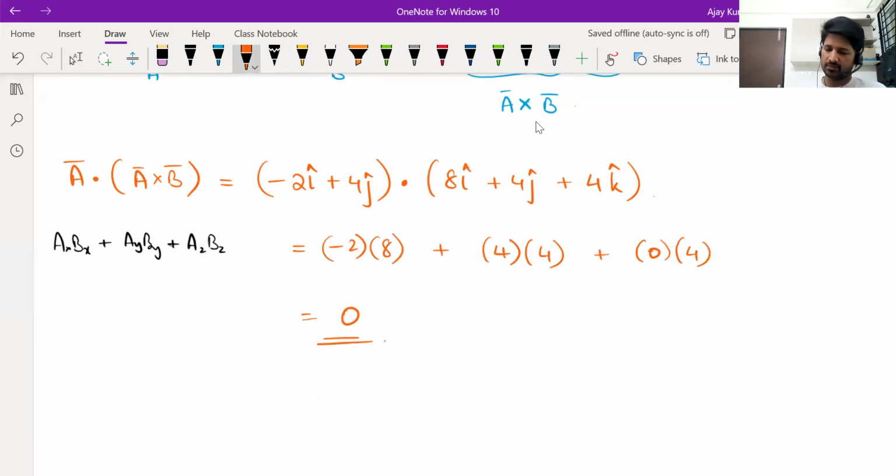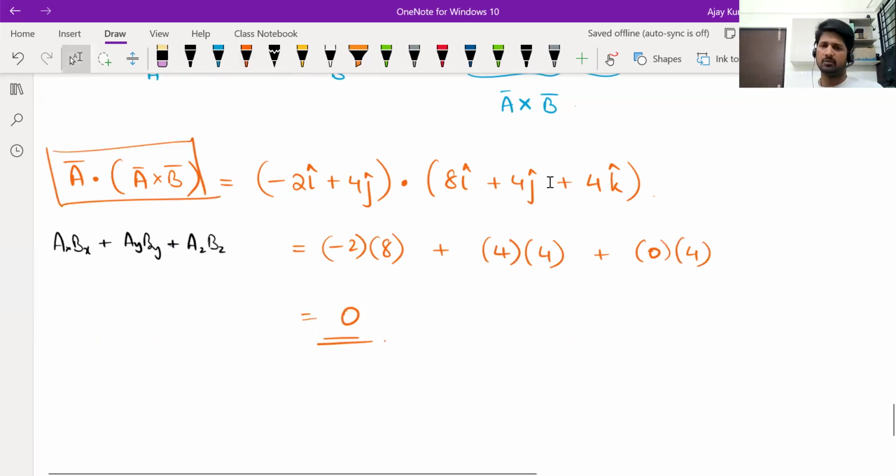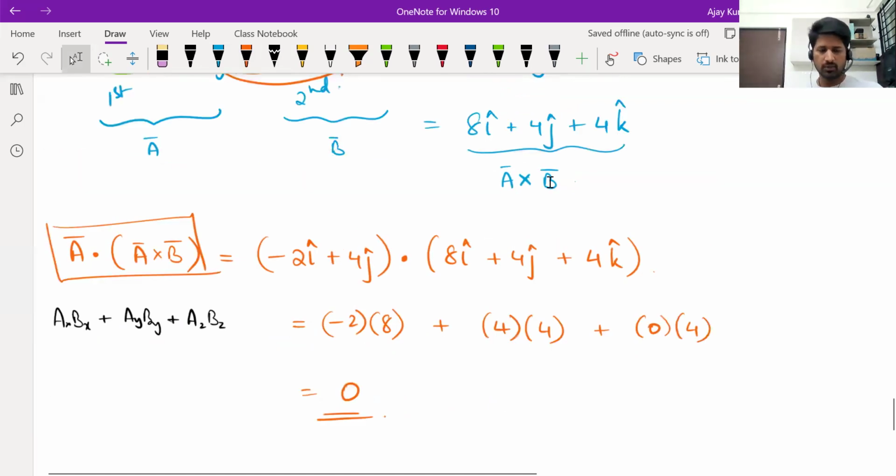And as expected, the dot product has turned out to be 0 because the vectors are perpendicular, proving that the vectors are perpendicular. So the cross product A cross B is definitely perpendicular to A. It will also be perpendicular to B. You can check if you want. Okay.